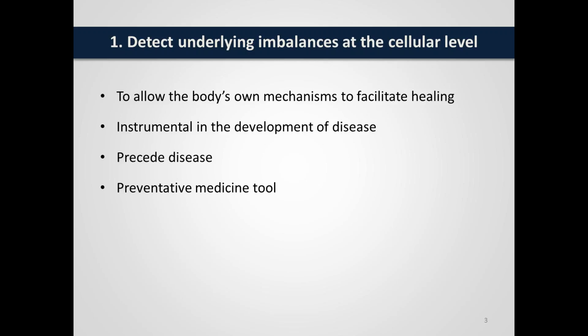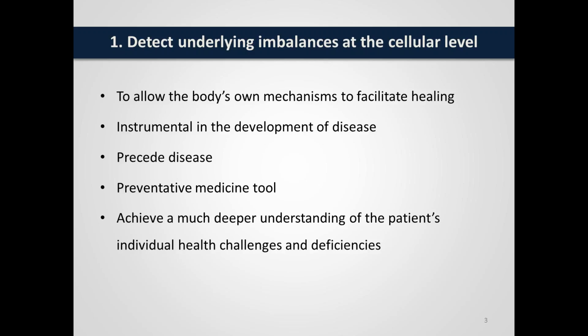Most other so-called preventative measures in conventional medicine are only really early detection measures, as they detect imbalances brought on by pathological processes that have already taken hold. Now, being able to view the condition of the blood and the blood cells in an unaltered natural state, with the cells behaving like they would in the body, allows the practitioner to achieve a much deeper understanding of the patient's individual health challenges and deficiencies.